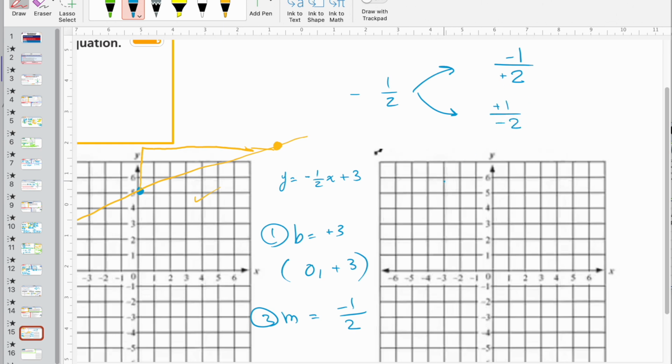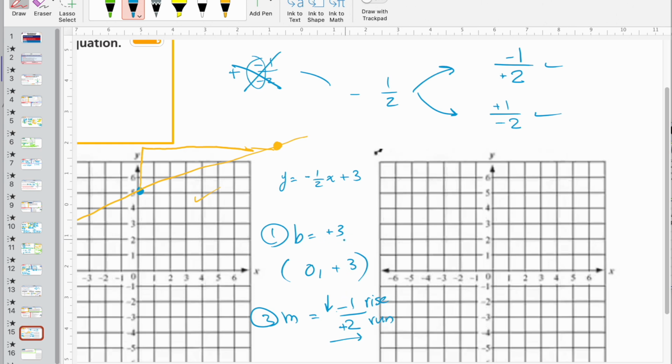Both of them cannot be negative, either the first negative or the second negative, because negative with positive will give you a negative answer. But if you put both of them negative, it will give you a positive answer, which is wrong. My answer is negative. So it should be a negative for one of them. I'll just choose the first one, doesn't matter. So rise 1 negative, meaning 1 down. Run 2 positive, meaning 2 to the right.